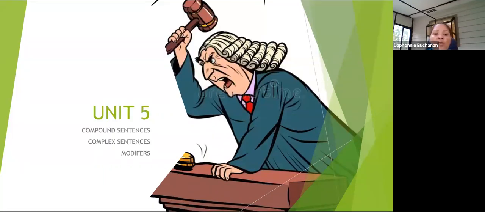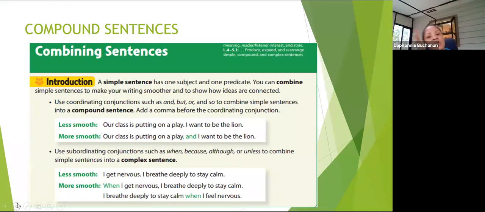All right, so in Unit 5, we're going to talk about compound sentences, complex sentences, and modifiers. And some of these things you already know, so I'm not going to go through this in its entirety, but you will have access to all of these PowerPoints in the links that I've set up. Everything that I talk about tonight, you have access to already in the Unit 4 and Unit 5 links. So simple sentences, guys, we know have one subject, one predicate, and an end.